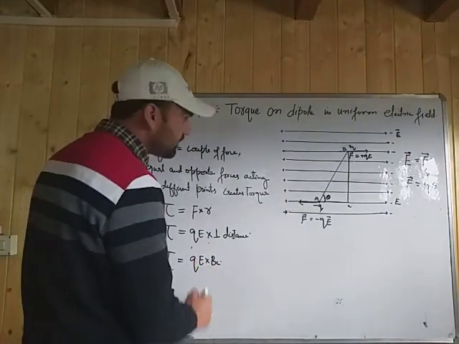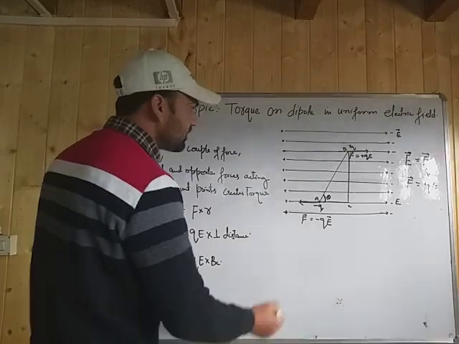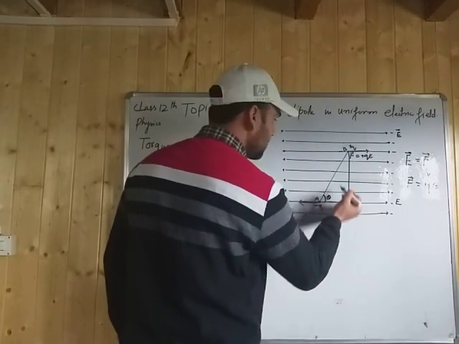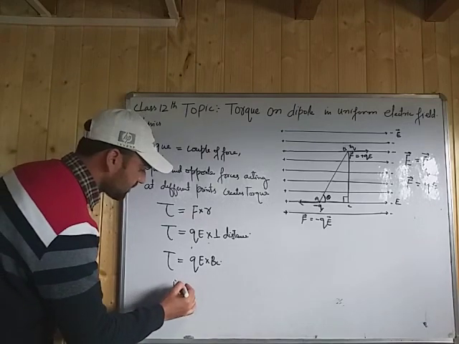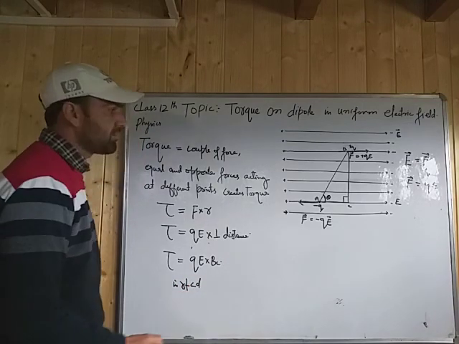Now we will calculate this BC. What is this BC? So we have a right angle triangle here. We have a right angle triangle here. So in a right angled triangle, तो हमारे पास right angle triangle है.